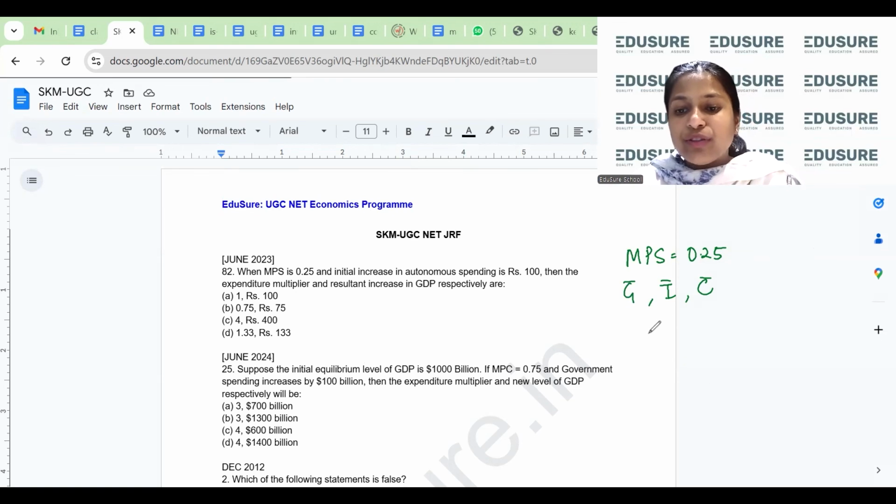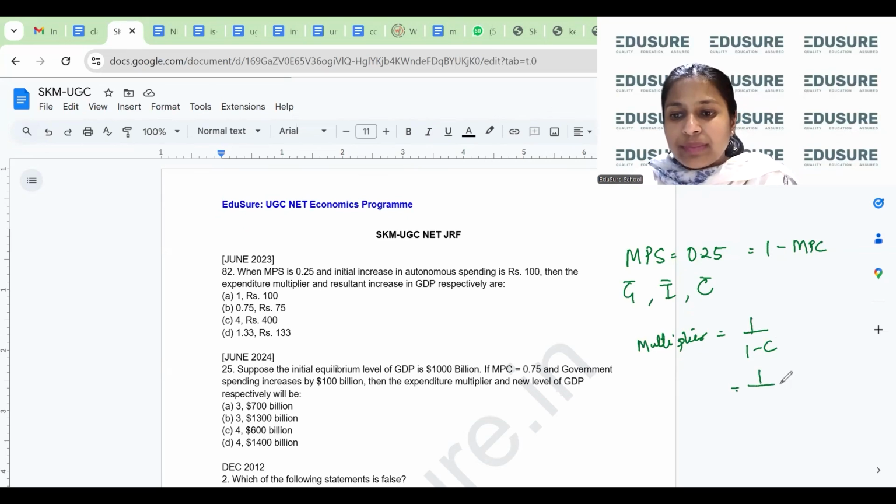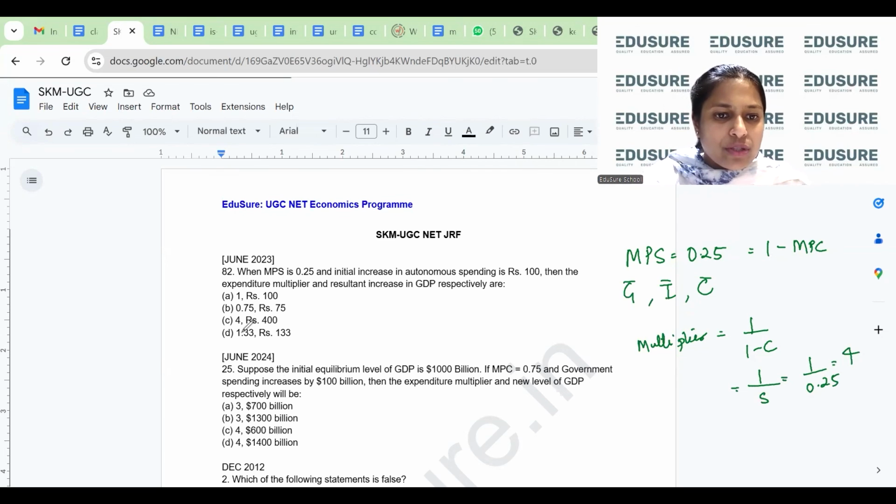Now the multiplier, you know by the formula, is 1 by 1 minus C into dA bar. So the multiplier is just 1 by 1 minus C, and 1 minus C is MPS. So MPS is equal to 1 minus MPC. So this can also be written as 1 by small s, which is MPS. So 1 by 0.25 is equal to 4. So the multiplier is 4. So 4 is only one of the options.